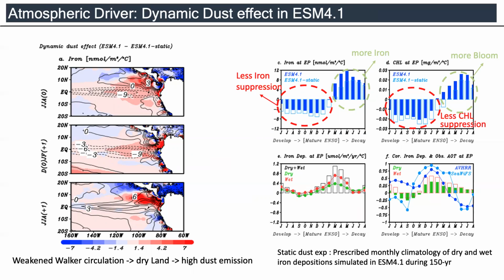This turns out positive chlorophyll sensitivity throughout the ENSO state. The right panels show the sensitivity of iron and chlorophyll between the ESM 4.1 and ESM 4.1 static, suggesting that the decreasing iron supply and chlorophyll anomalies are tempered due to the high atmospheric iron supply in boreal winter. In contrast, post-El Niño rebound can be enhanced by high atmospheric iron supply in boreal summer. Especially in boreal spring, atmospheric deposition anomalies are strongest in both observation and simulation, which modulates the timing of chlorophyll transitions from negative to positive in the spring season.